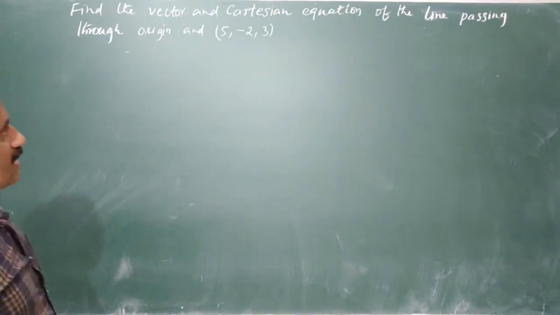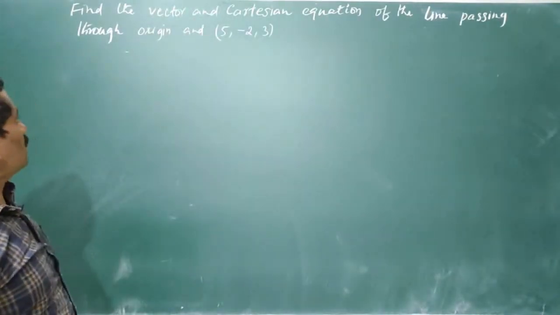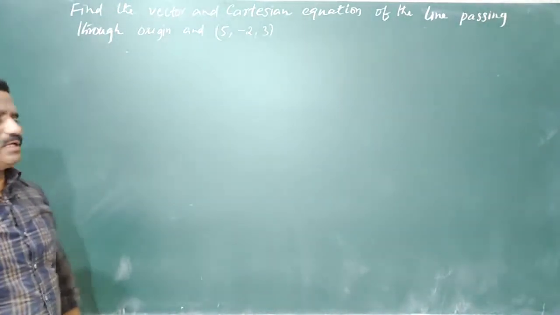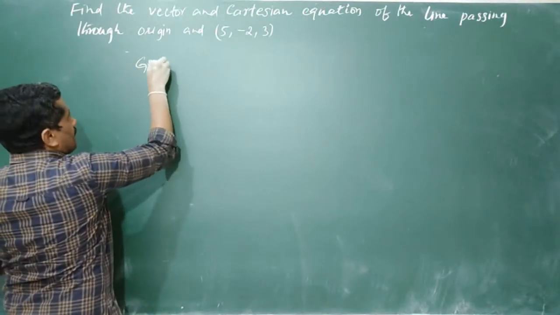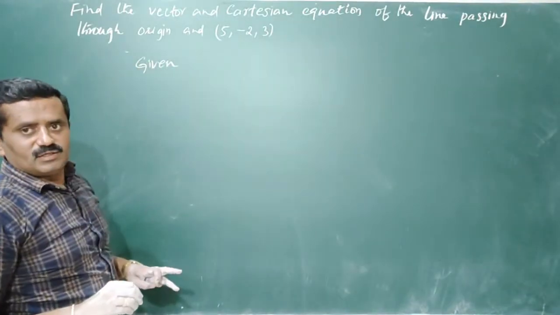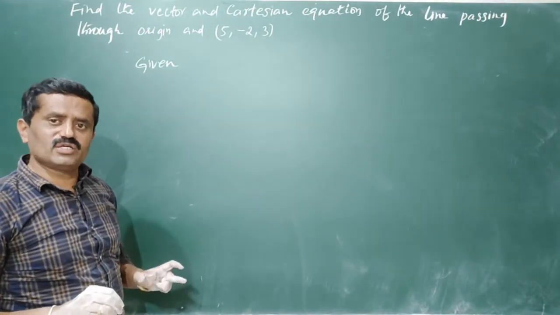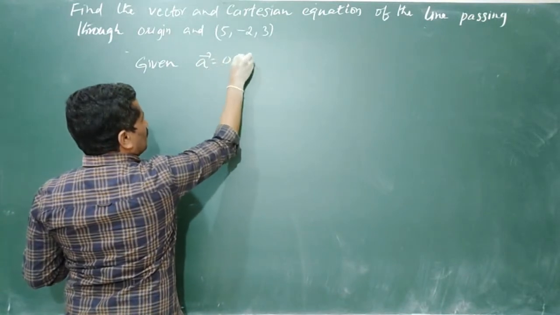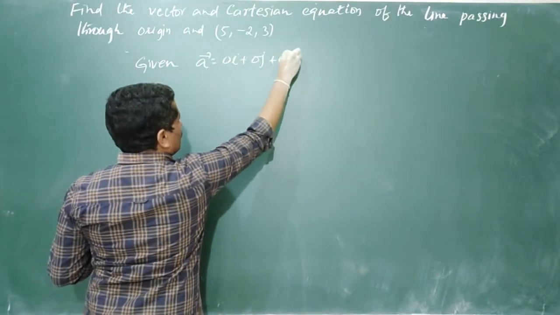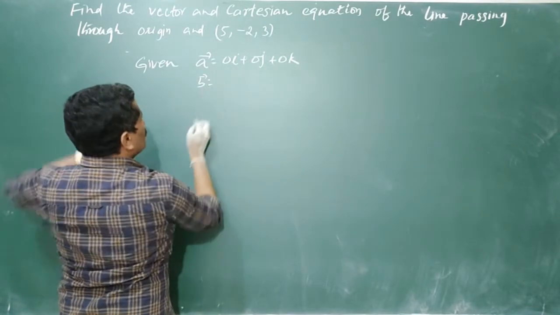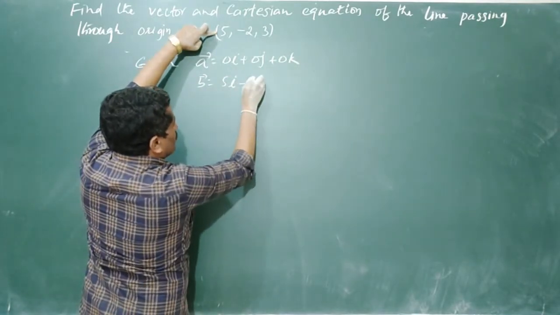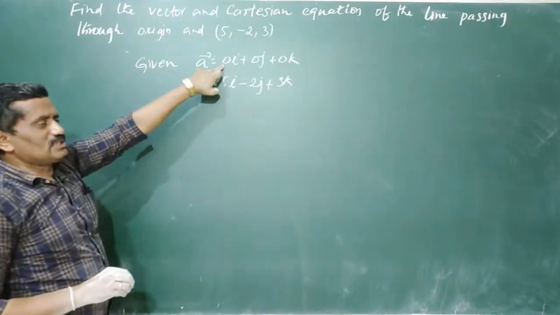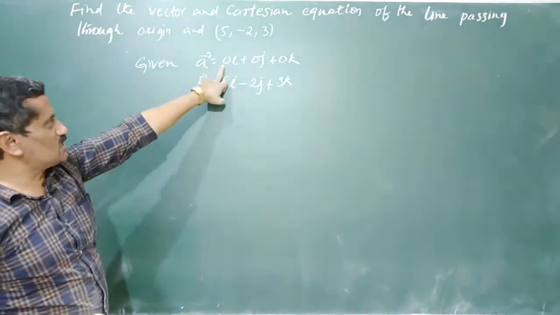Next, find the vector and Cartesian equation of the line passing through the origin and 5 comma minus 2 comma 3. Here given origin, that is x1 is equal to 0, y1 is equal to 0, z1 is equal to 0, that is a bar is equal to 0i plus 0j plus 0k, and b bar is equal to 5i minus 2j plus 3k. So the equation of a line passing through the 2 points.